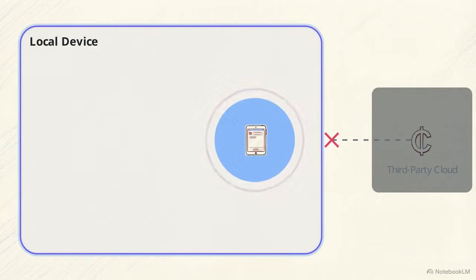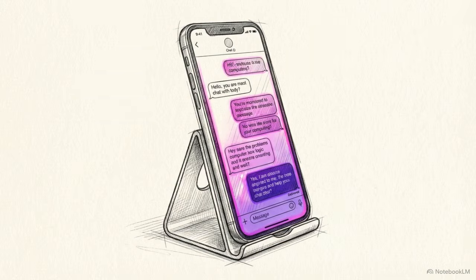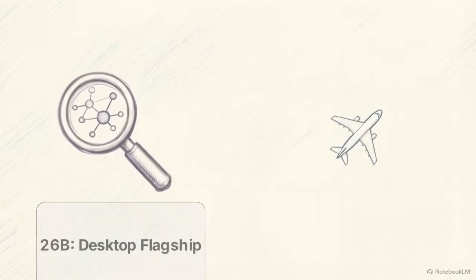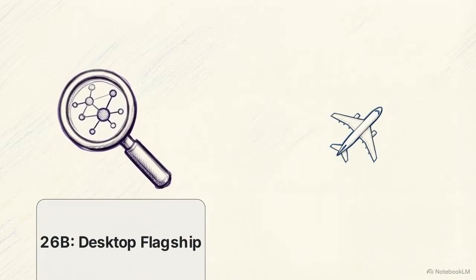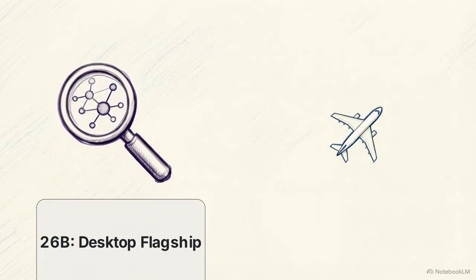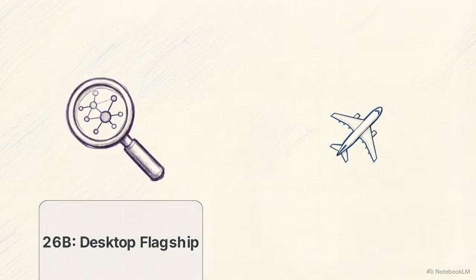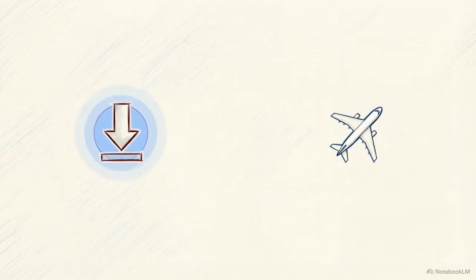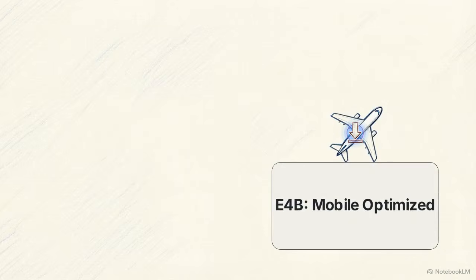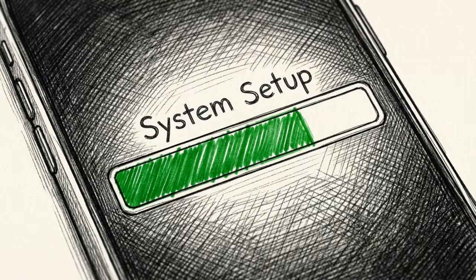We scale this independence down to mobile, using the Google Edge Gallery app as our engine. This scale diagram shows the hardware limitations of a smartphone. We bypass the massive 26B desktop model for the E4B, or effective 4 billion model, a highly dense core designed to fit perfectly inside mobile architecture. Open the Edge Gallery app and install the E4B model directly to your phone's storage.